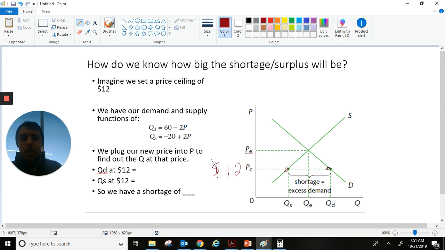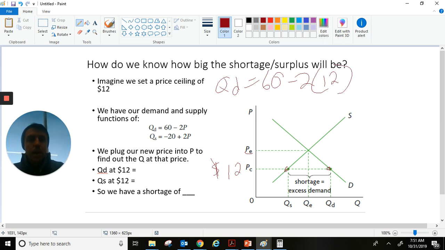So if I have my quantity demanded equals 60 minus 2p, and then I plug in 12 for my price, I multiply 2 times 12 to get 24, and then I get 60 minus 24, and that gets me my new quantity demanded of 36. So my consumers at this low price will now demand 36 units.